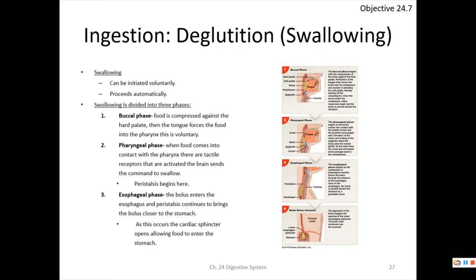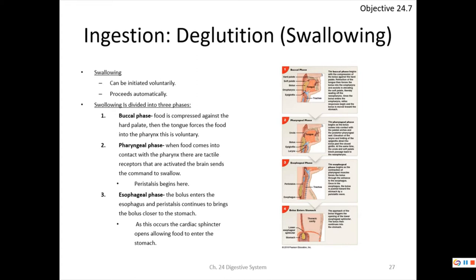Now, there are three subdivision phases of swallowing called deglutition. Fancy name for swallowing is deglutition. Buccal phase, pharyngeal phase, esophageal phase. Now, the buccal phase is when I take food, I push against the hard palate and push that food into the pharynx. So when you swallow, tongue goes up, it pushes it up against the hard palate, it then pushes a bolus of food into the pharynx, and once it hits the pharynx, there are tactile receptors there that activate the pharyngeal phase that becomes to be the part where the swallowing reflex takes over.